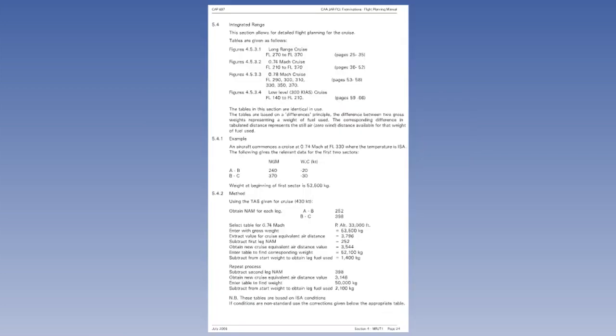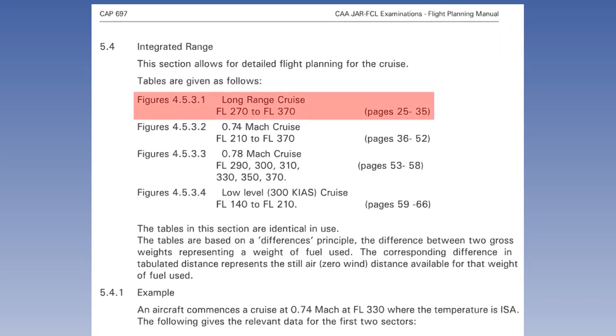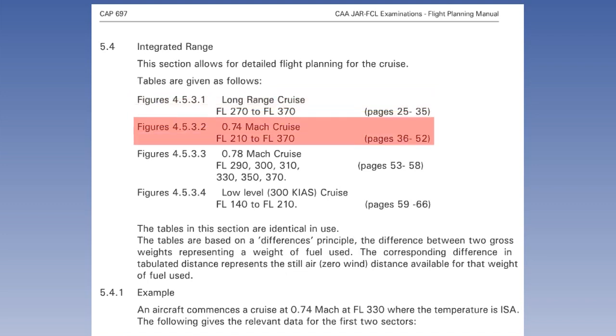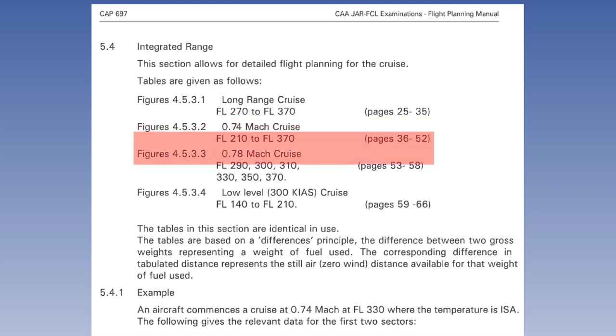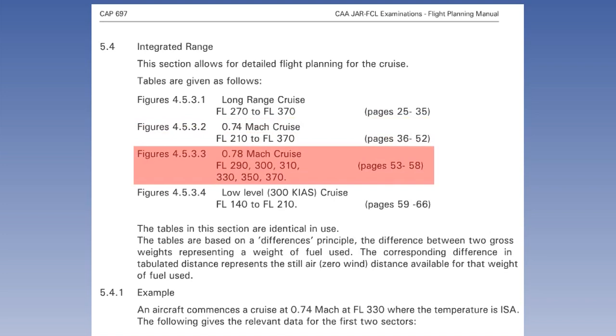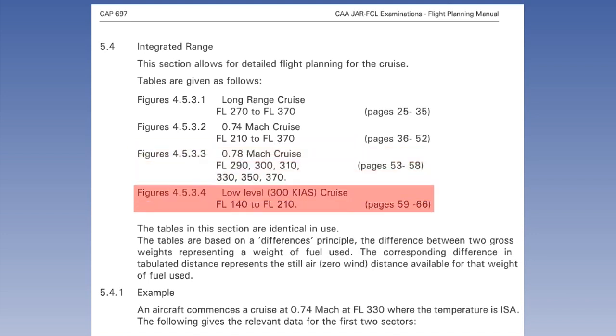The next 40 pages detail flight planning data for various cruise profiles and flight levels. These are long-range cruise from flight level 270 to 370, 0.74 Mach cruise from flight level 210 to 370, 0.78 Mach cruise from flight level 290 to 370, and low-level cruise from flight level 140 to 210.